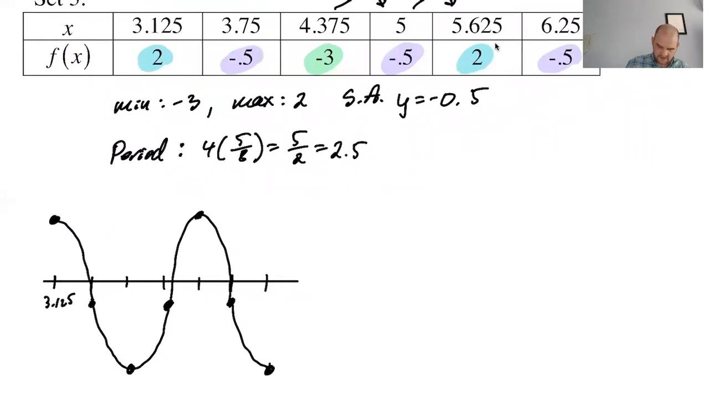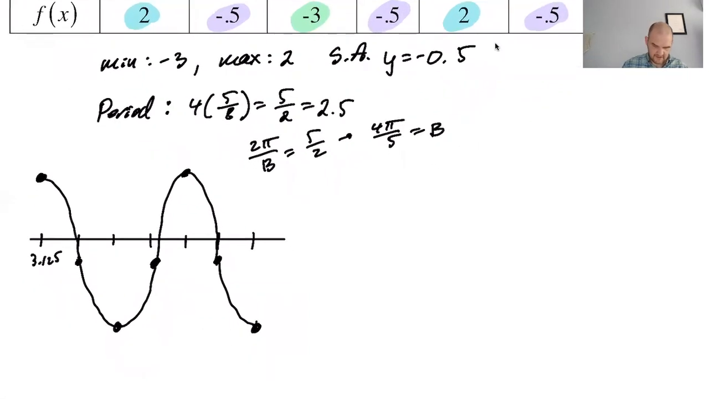All right, so the period is 5/2. So 2 pi over b is 5/2, which means 4 pi over 5 is equal to b, right? You multiply both sides by b, then multiply both sides by 2/5. So 4 pi over 5 is equal to b. Crazy value of b, but not really a problem.